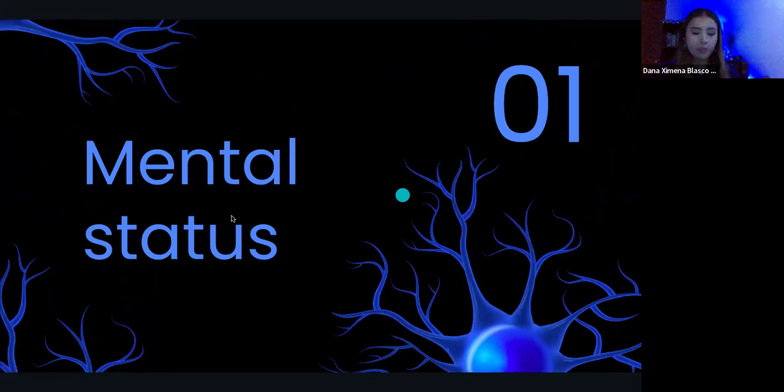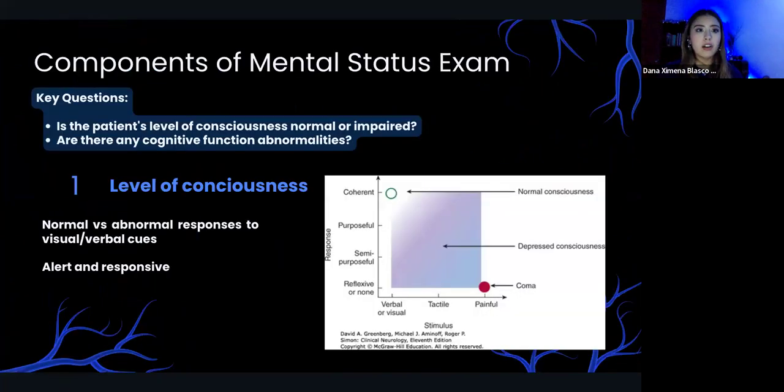So first, we're going to look into the mental status. There are two key components in our mental status exam. First, the level of consciousness. We're going to ask two key questions regarding the mental status exam. The first question is: is the patient's level of consciousness normal or impaired? Okay? Level of consciousness can be normal or impaired.